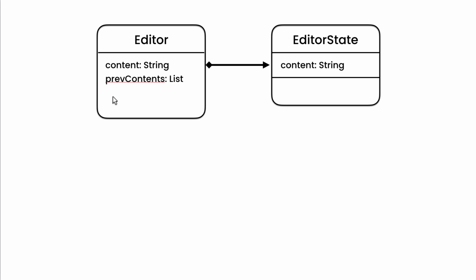And that means we should rename this field from previous contents to previous states. So we have a list of editor states inside the editor class. Beautiful. Now, this is a better solution because it allows us to undo multiple times and we're not going to pollute the editor class with too many fields, okay? However, this solution is violating a very important principle in object-oriented design. That is the single responsibility principle.